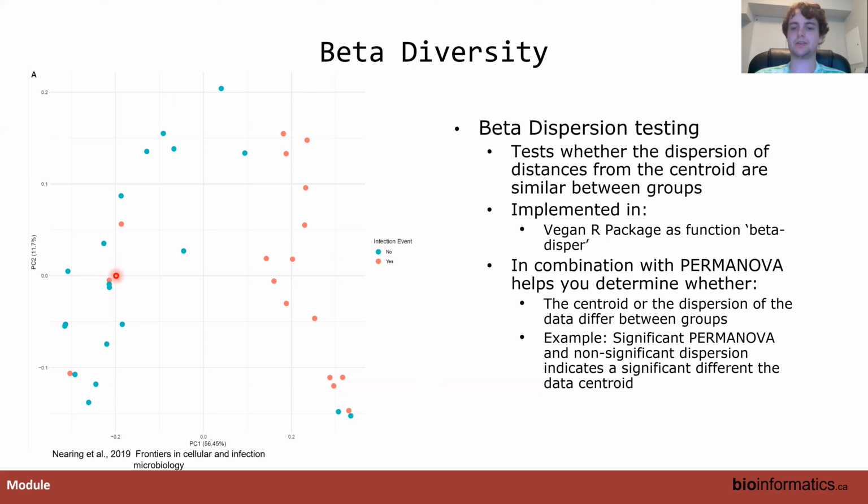So for example, say you tested your data and you had a significant PERMANOVA and a non-significant dispersion test. This would indicate that the centroid, so the centering of where that data exists, is different rather than the dispersion of that data.